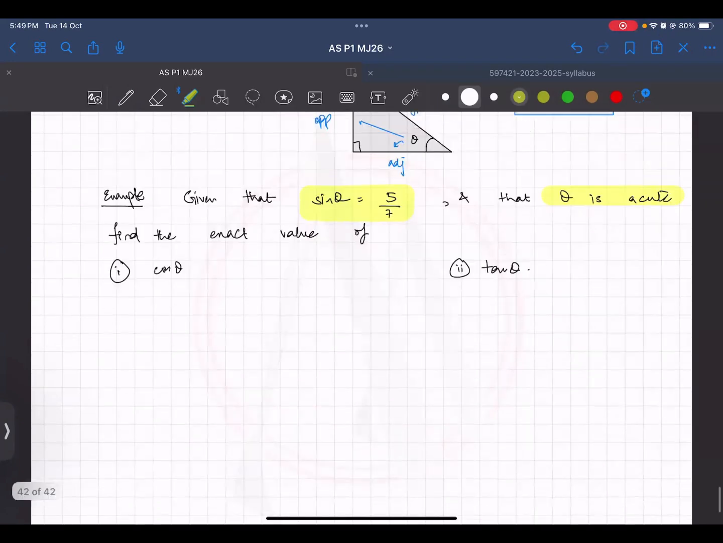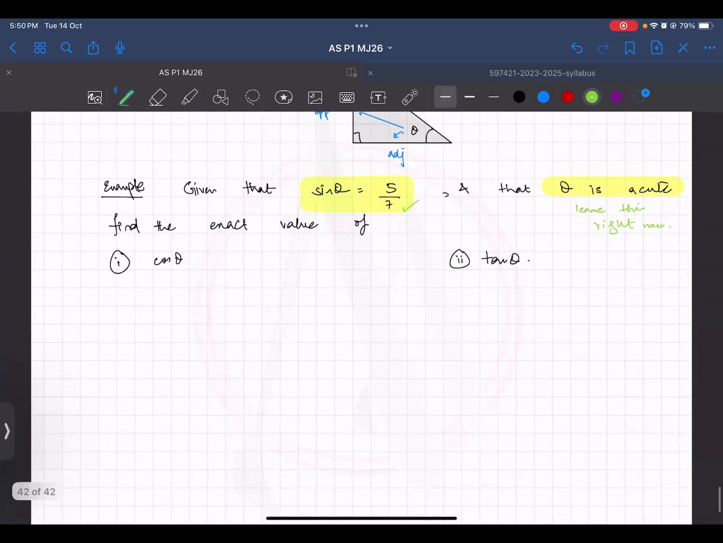This is something unique. They have given you that theta is acute, but right now we won't be focusing on this one. Leave this part. I will tell you how this will affect your solution in the next example. Right now, I want to make you understand how these three are related.